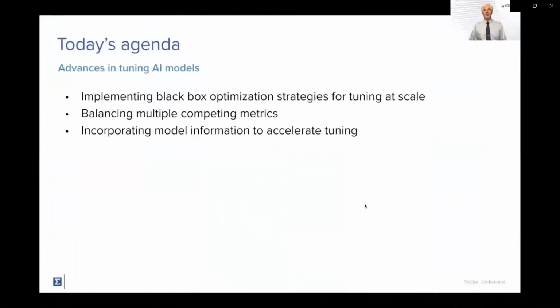Today's talk covers 3 elements very quickly. First, some discussion of Blackbox optimization strategies that we have adapted for tuning hyperparameters at scale. Second, we'll discuss balancing multiple competing metrics and how this is important in real-world circumstances. And finally, some currently ongoing work involving model information being incorporated into SigOpt to help accelerate tuning.